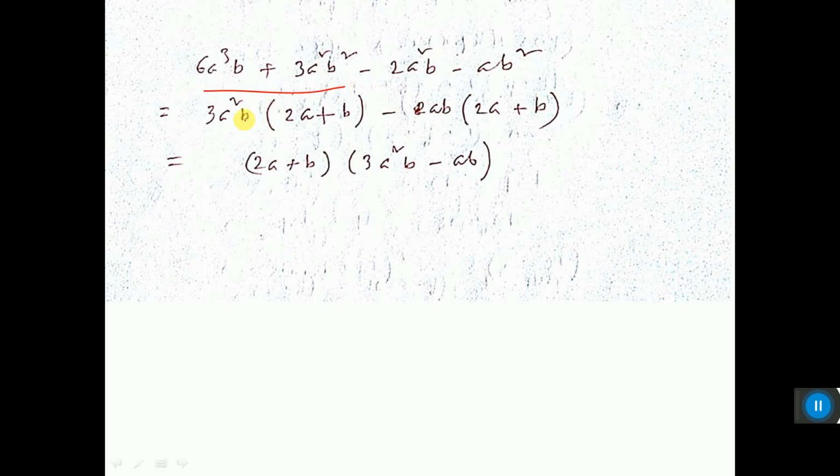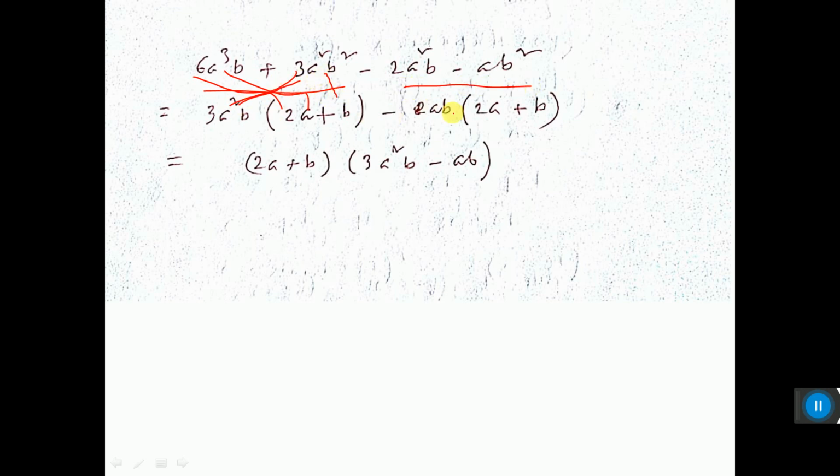One more sum I am showing you. From this group you take 3a square b common. You have done this sum in class 8. Then you see 3 2s are there, so 2 is left. A square taken, so 1 a is left. B already taken. From here 3 taken, a square taken, b taken, so only 1b is left.